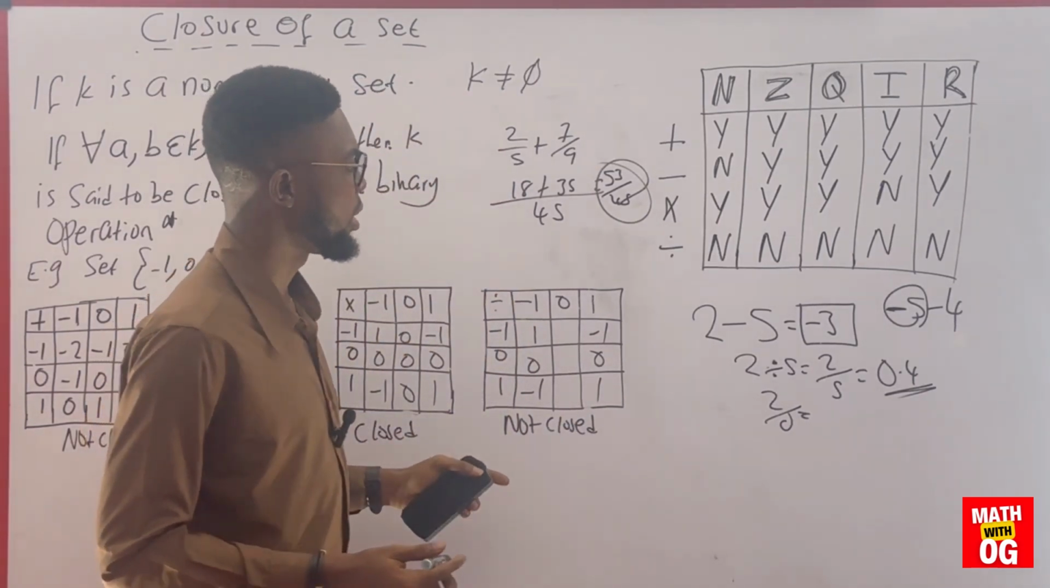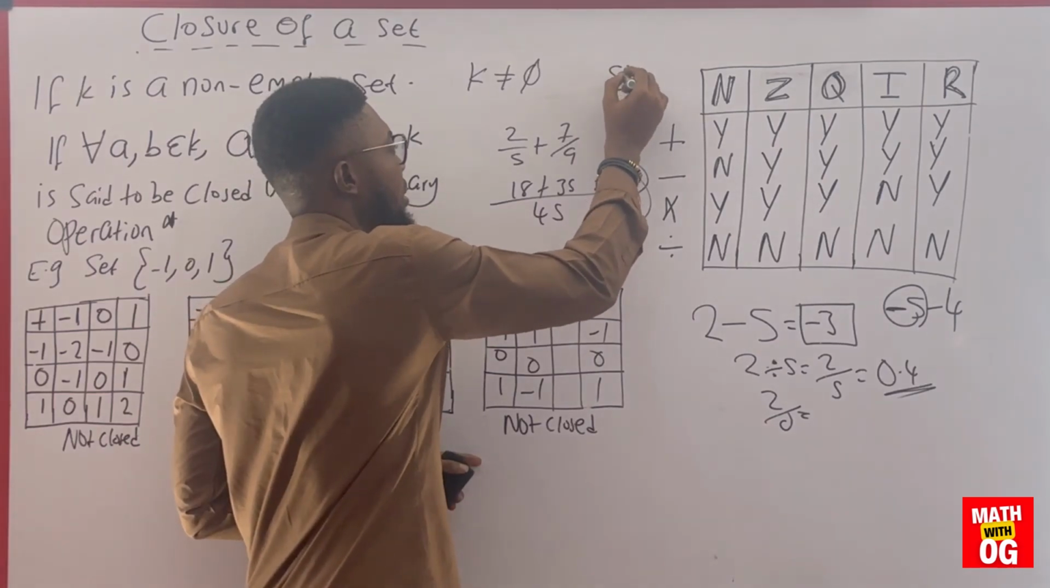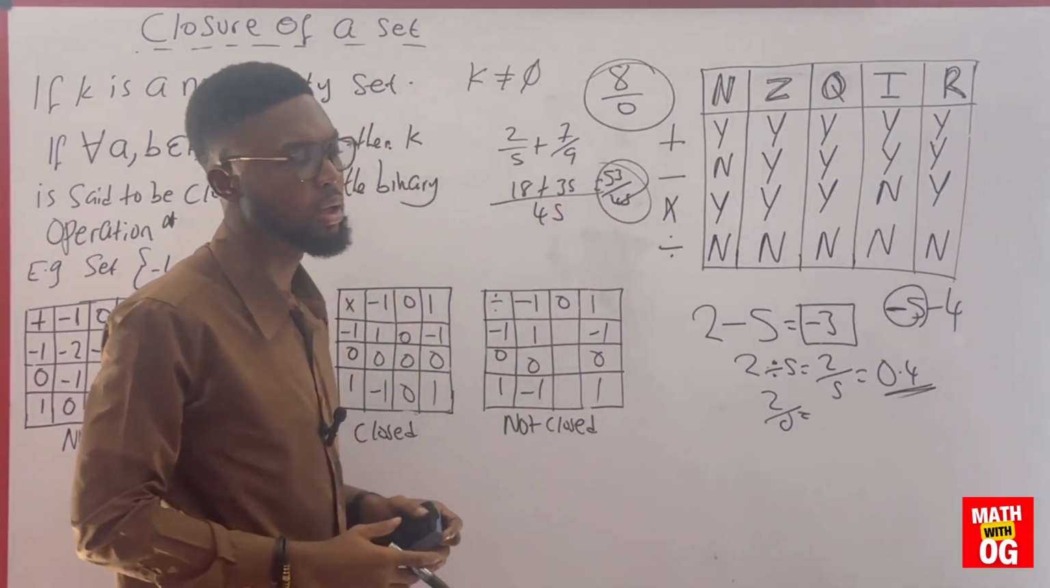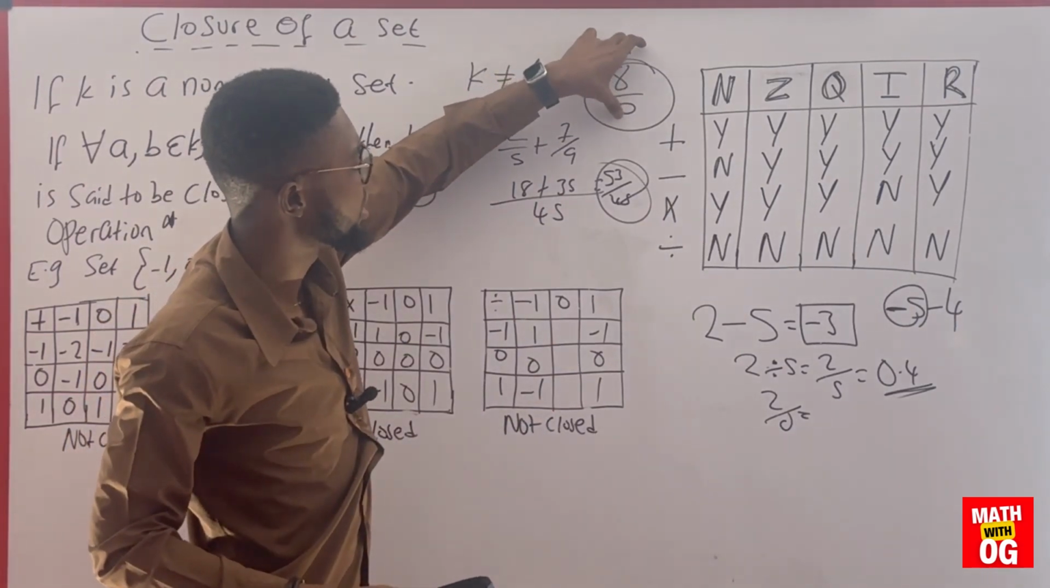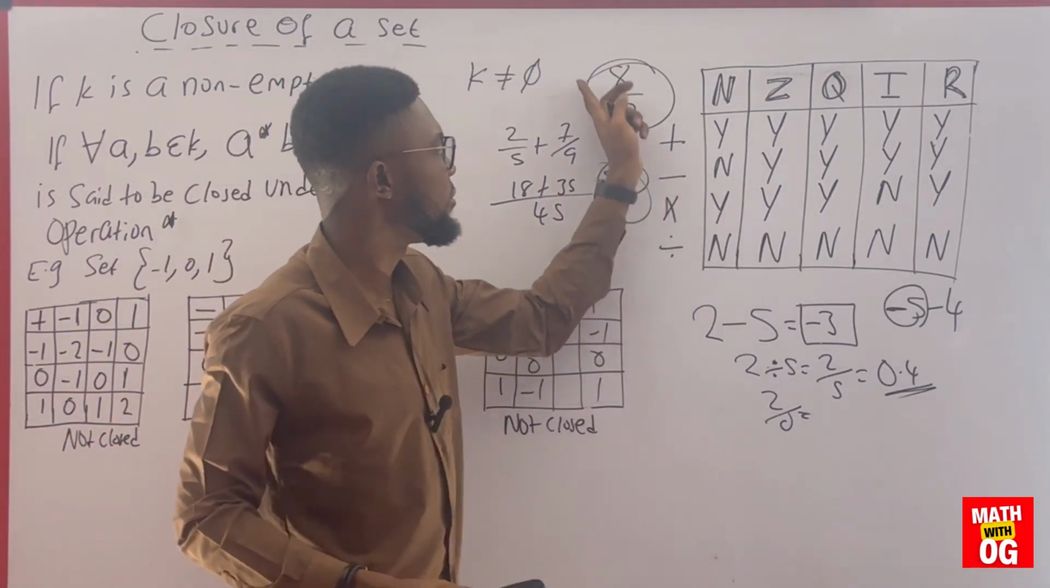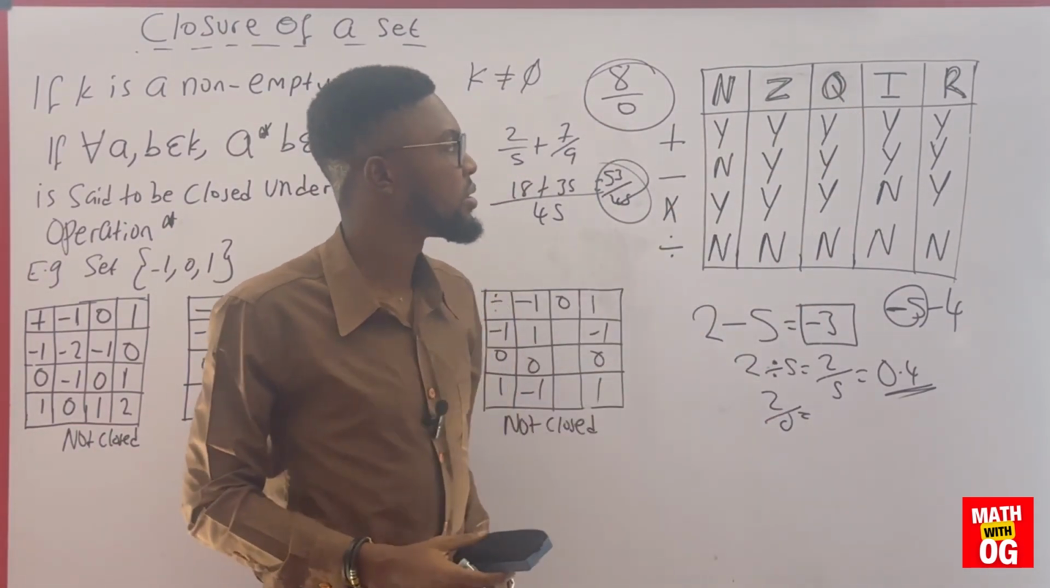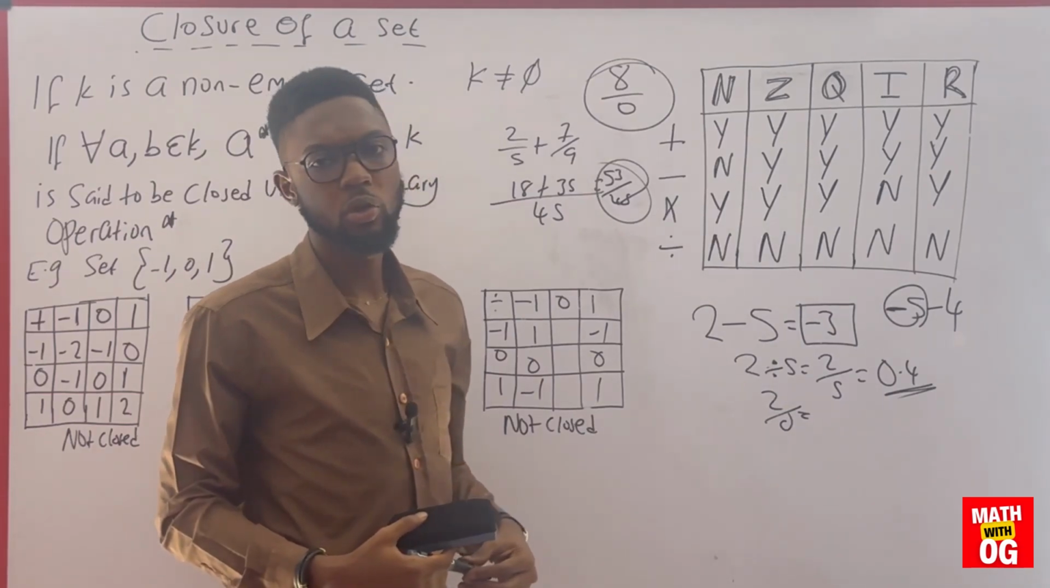0 is a rational number. So when I divide any number by 0, this will not give me a rational number. This is a rational number, this is a rational number, but it will give me an indeterminate value. So your set of rational numbers is not closed under division.